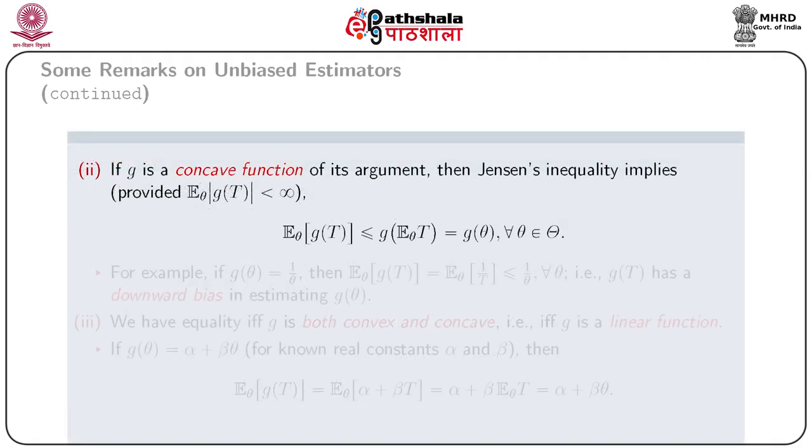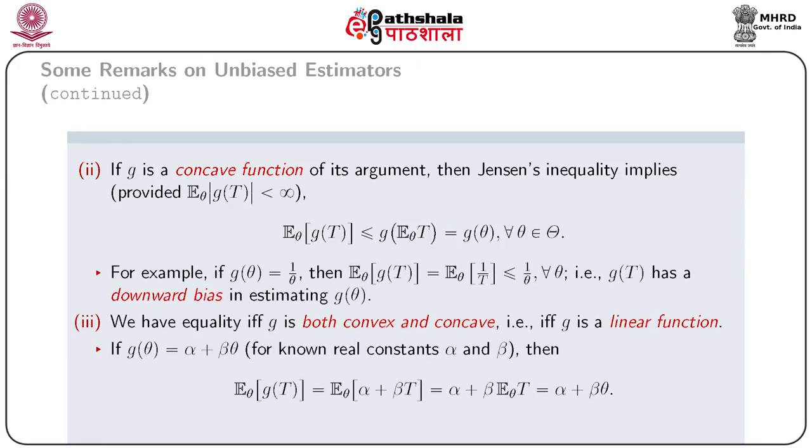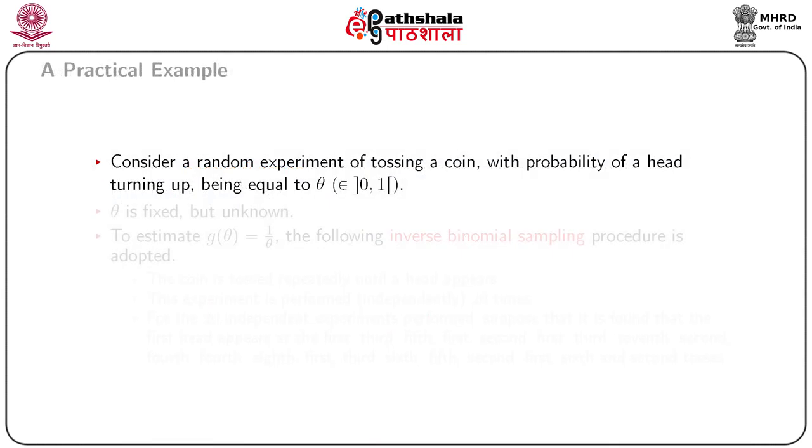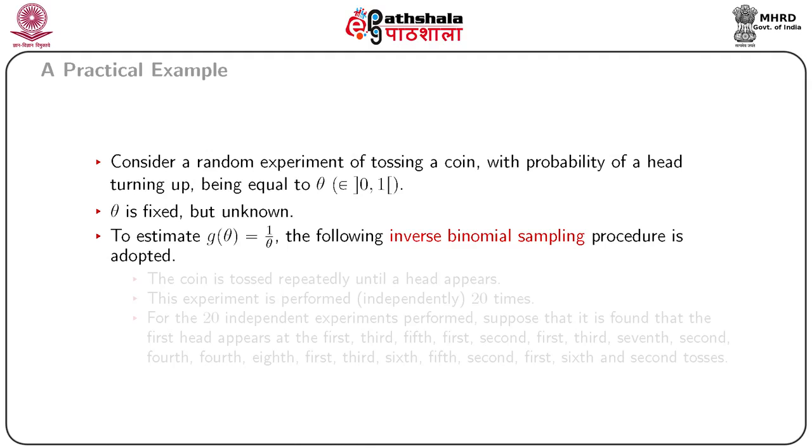If G(T) is a concave downward function of T, then expectation of G(T) is less than or equal to G of expectation of T, and therefore expectation of G(T) is less than or equal to G(theta). Therefore, G(T) is a biased estimator of G(theta) with a downward bias. We shall now discuss a practical example. Consider a coin with probability of getting a head in a single toss equal to theta, where theta is unknown. Suppose our problem is to estimate 1 by theta unbiasedly.